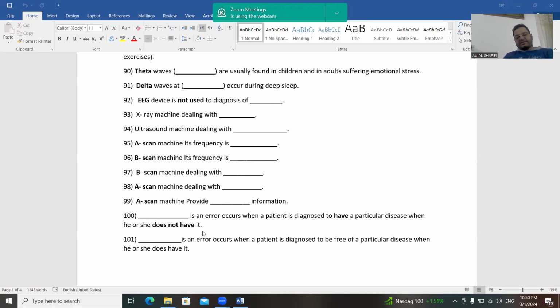I think here at these two blanks, I came back to the first lecture, okay? Here blank is an error that occurs when a patient is diagnosed to be free of some specific disease, okay?